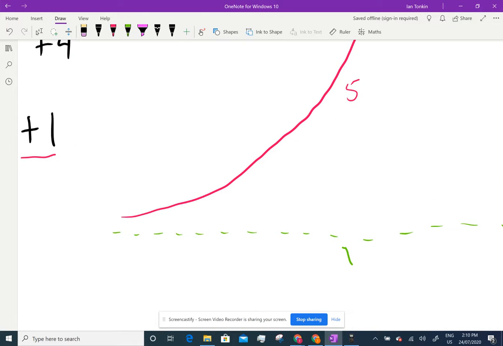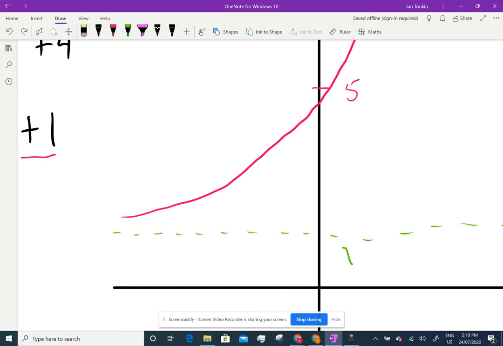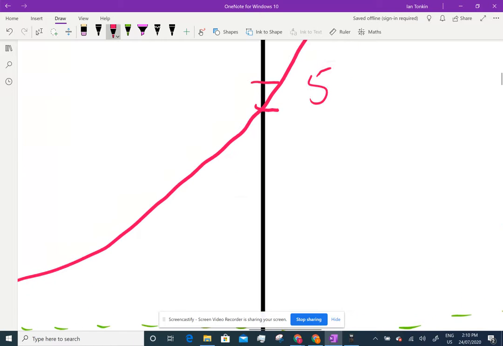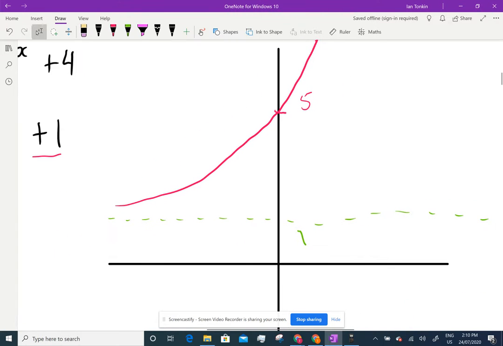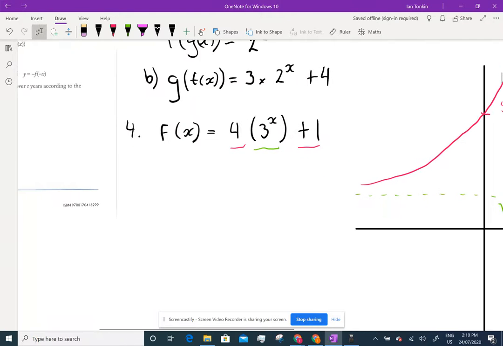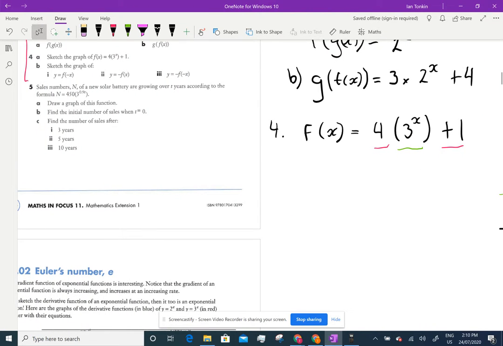I'm just going to leave it in there because I don't think I'm going to be able to. But here's the value of 5. Maybe I can get in there if I zoom in really far. There it is. Right. So that's where it is. Now, what have I got to do with this curve? Well, these two things, flip it. Now, one's going to flip it in the y-axis and one's going to flip it in the x-axis.